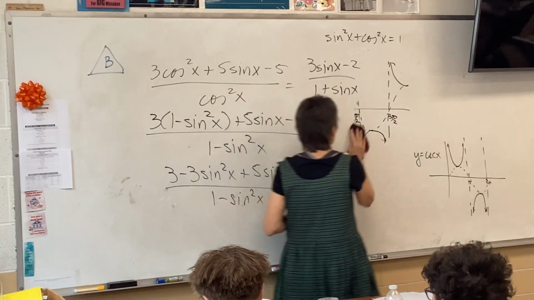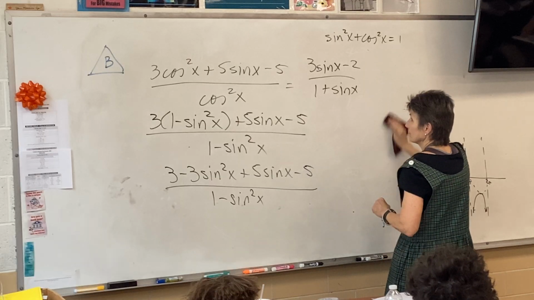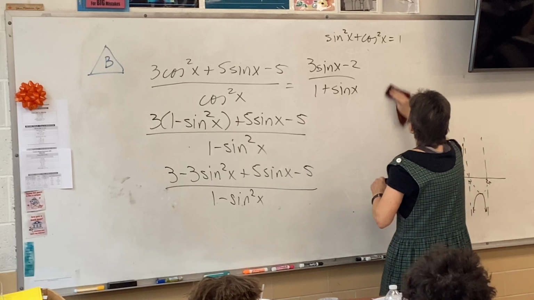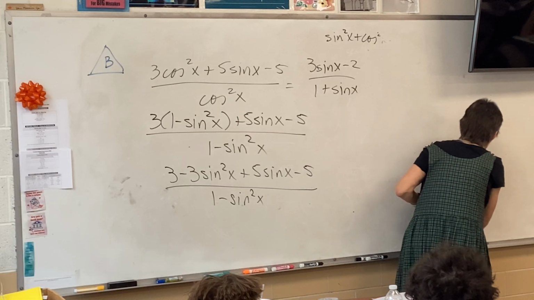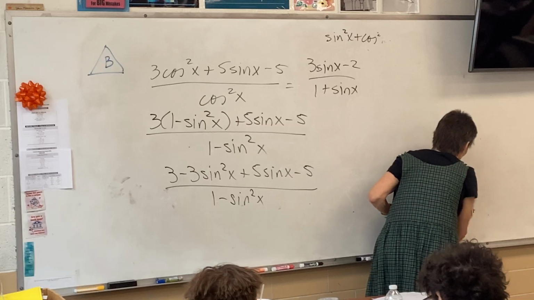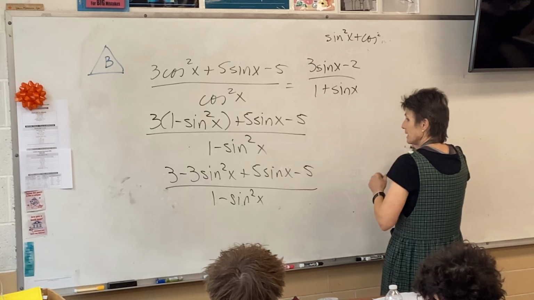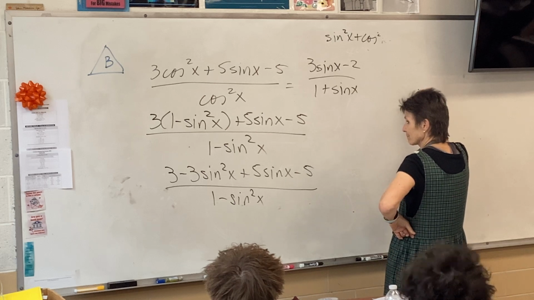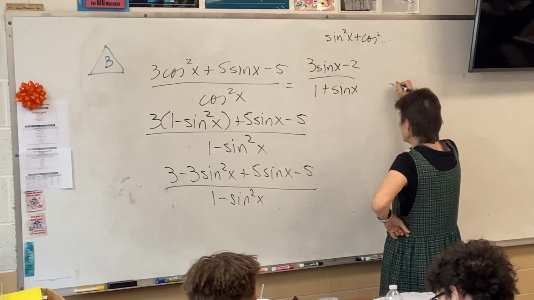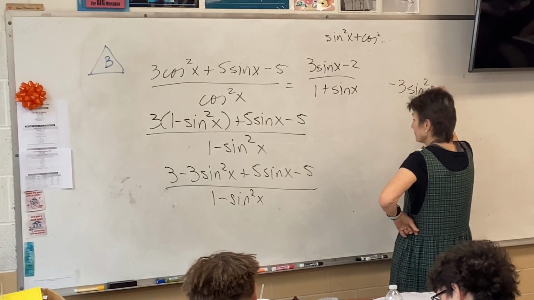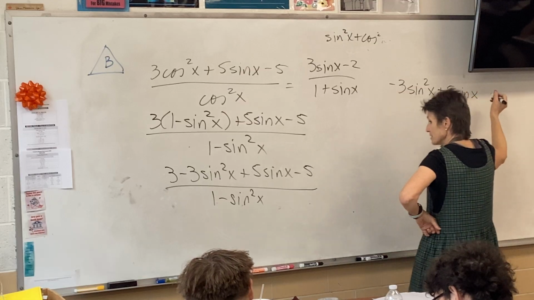Does anything happen in the numerator? Can I clean that up at all? You can combine the 3 and the -5. Yeah, so I can collect my terms, and then hopefully factor that. So now let's see, it's kind of backwards. I'm going to have -3 sine squared plus 5 sine minus 2.